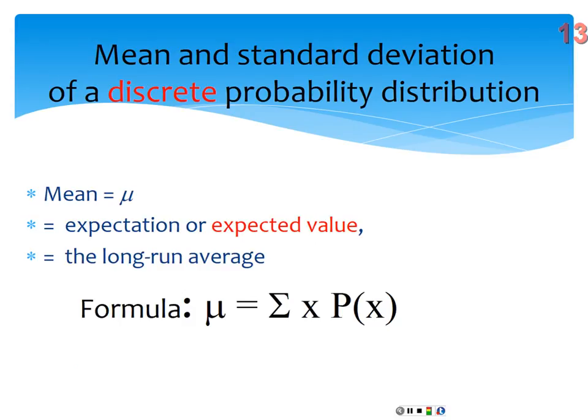Now, if you want to find the mean and standard deviation of a probability distribution, the mean is given the symbol mu, and it is referred to as the expected value. It's also called the expectation. Basically, if you had to look at a situation and decide what you thought would probably happen, what had the greatest likelihood of happening, that would be the expected value.